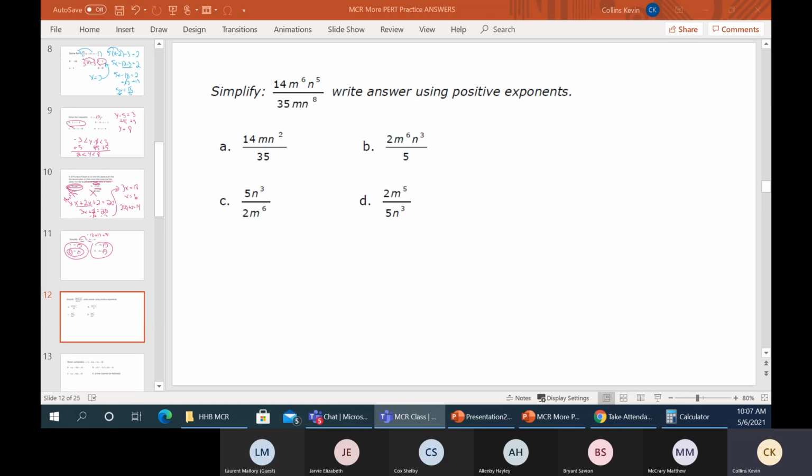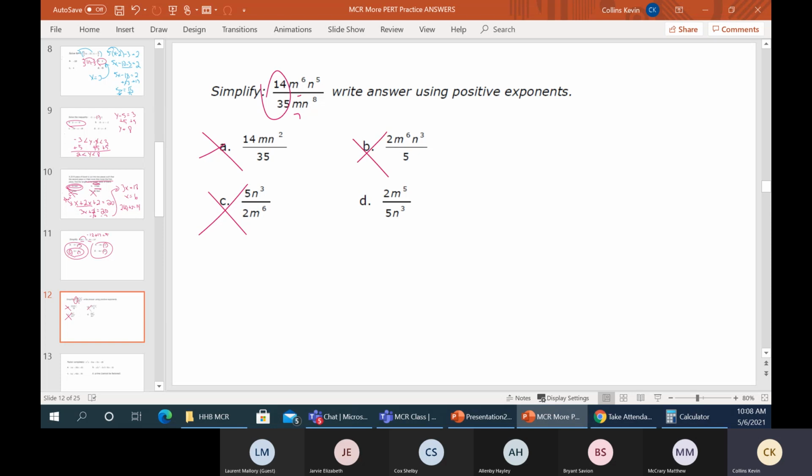All right, we got a lot of votes for D. So we know this guy isn't right because he didn't reduce the fraction. So basically we've got 14 and 35. We can divide both by 7, so that's going to give me 2 over 5. So that guy's gone. And then we just subtract the exponents, right? So we have m to the 6th minus m to the 1st is m to the 5th.